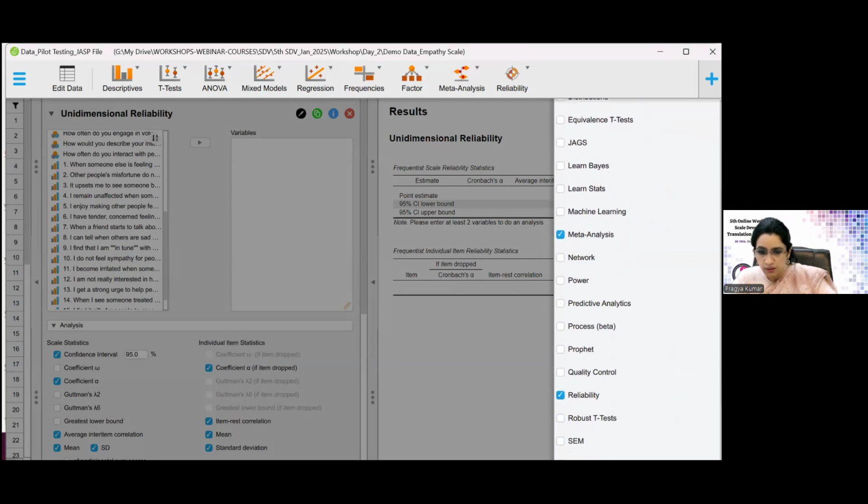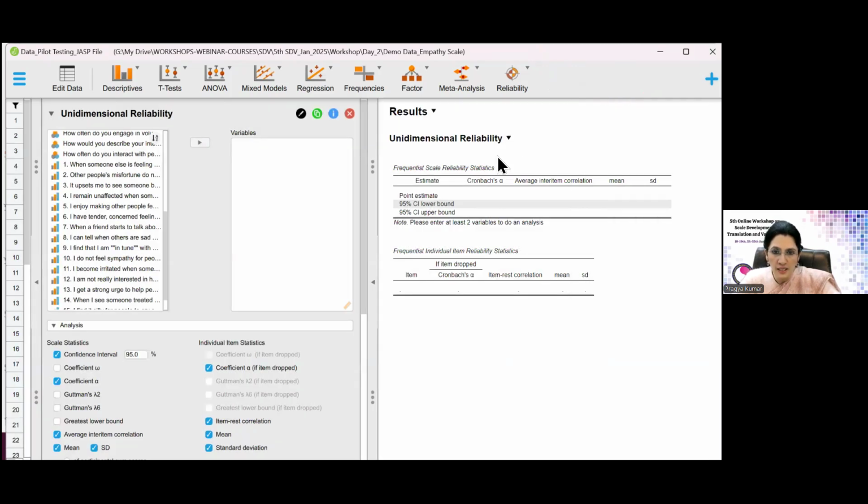you can see reliability. So if you click that, that will appear here, right? If I click SEM, SEM will appear here. If I unclick that, it will go. Okay. So I have clicked reliability. That's why you can see the option of reliability here. So go to this plus and just click that reliability option.